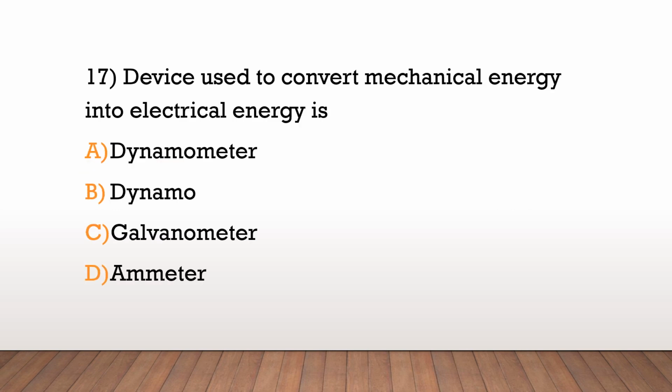So the next question is, device used to convert mechanical energy into electrical energy is A. Dynamometer, B. Dynamo, C. Galvanometer, or D. Ammeter? The correct answer is dynamo. Dynamo is a small electric generator. It uses mechanical energy and converts it into electrical energy.